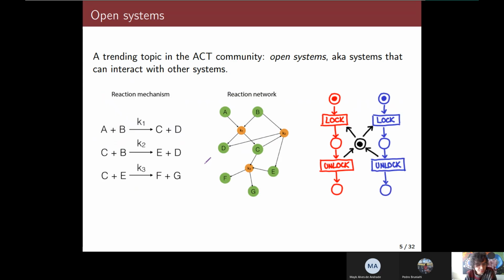Okay, so some motivation. Open systems are a trending topic in ACT communities, and an open system is a system that will interact with other systems. For instance, here are two pictures I got from the internet that are not from category theorists, but resemble the kind of thing we're trying to do. If you have a chemical reaction mechanism, A plus B goes to C plus D. This chemical reaction will take A and B and split into C and D at the rate k1. But another thing we can do is take C and B and produce E plus D at a rate k2.